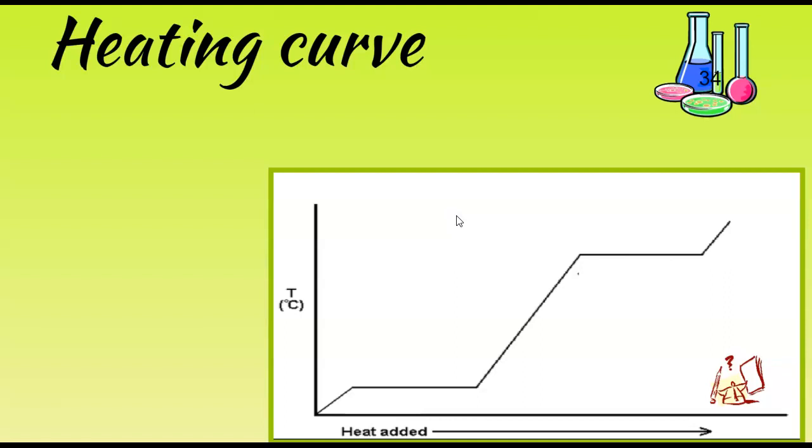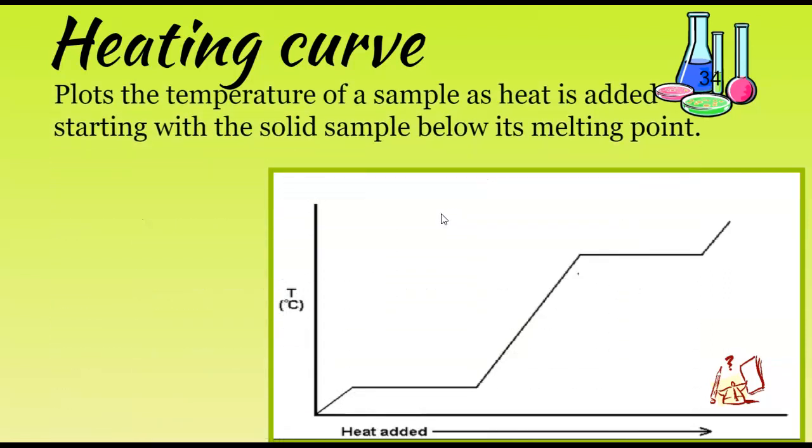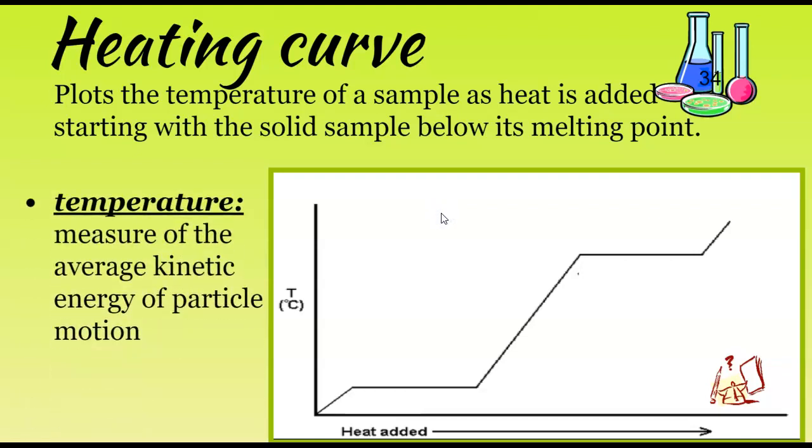Okay, this leads to a heating curve. This plots the temperature of a sample as heat is added, starting with a solid sample below its melting point. Okay, first off, what is temperature? Let's rehash. Way back before, we said that temperature is the measure of average kinetic energy of the particle motion. In a molecule, how much do they move? What is the average movement? That will give you your temperature. And then you can add heat to it.